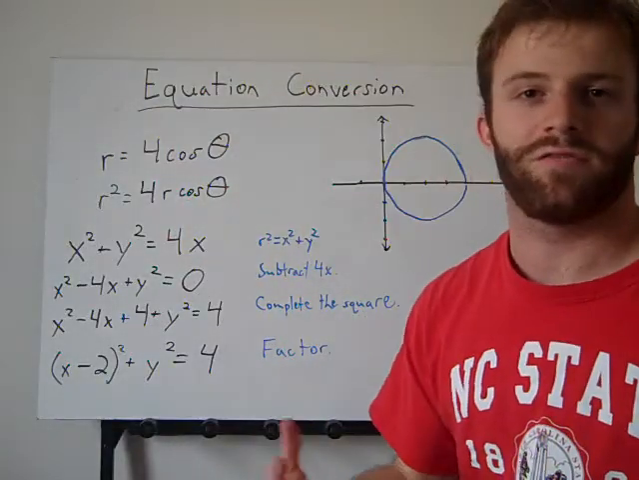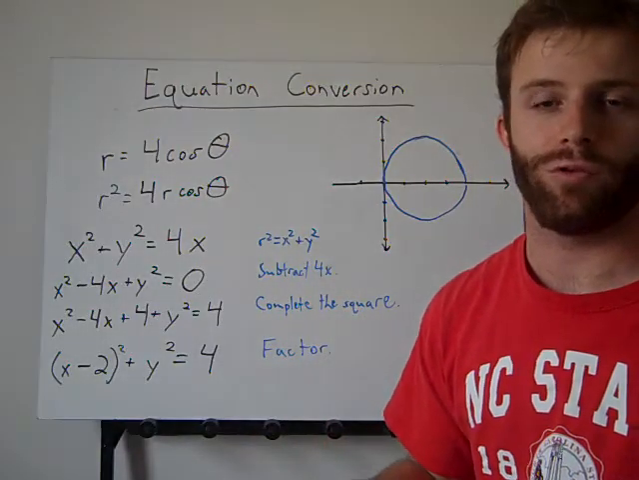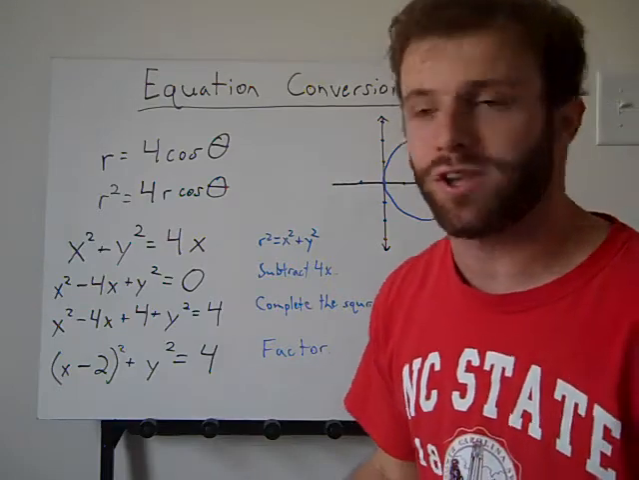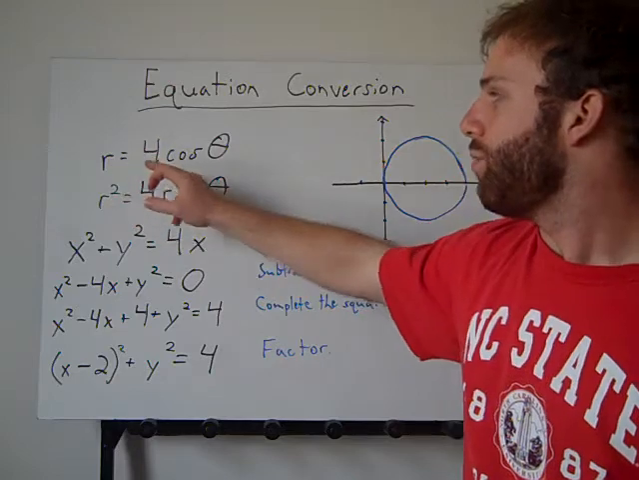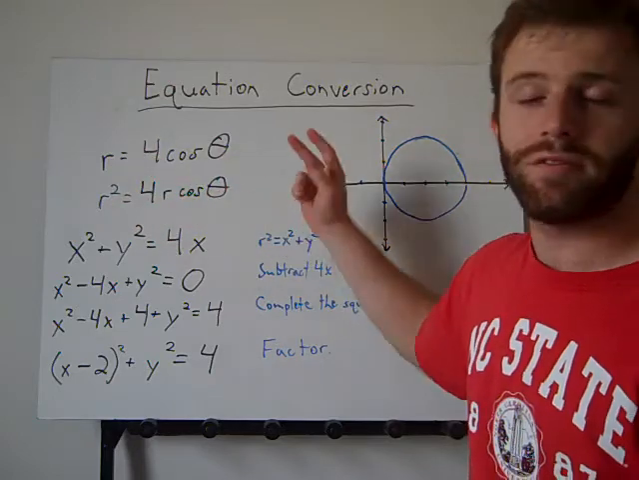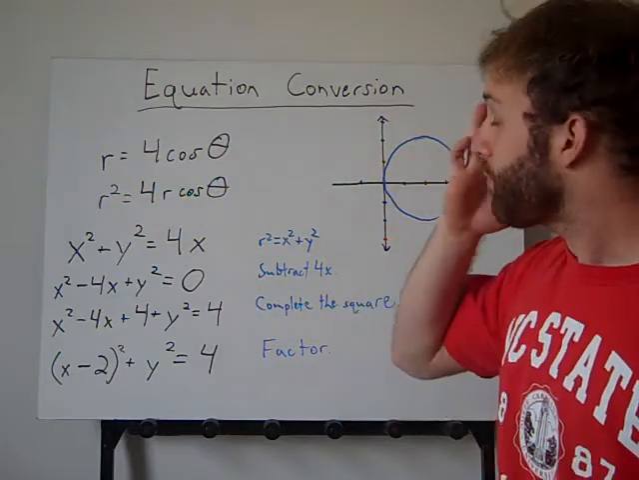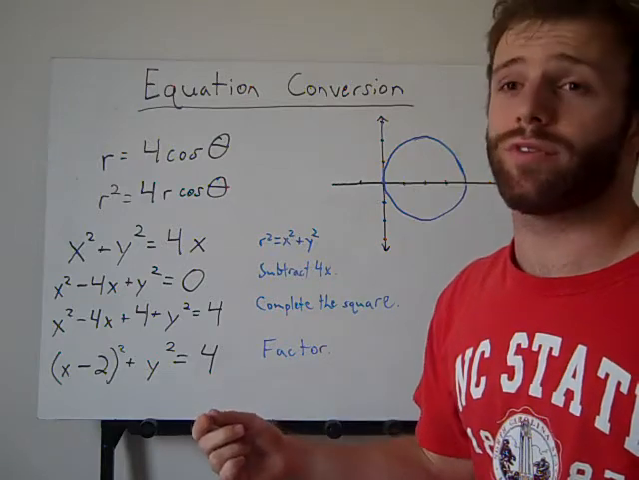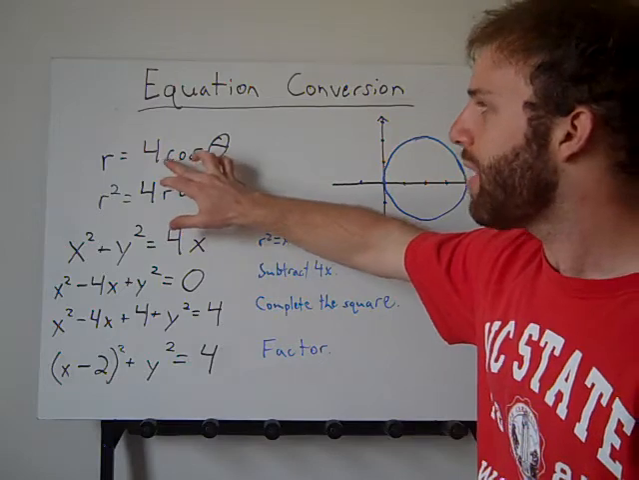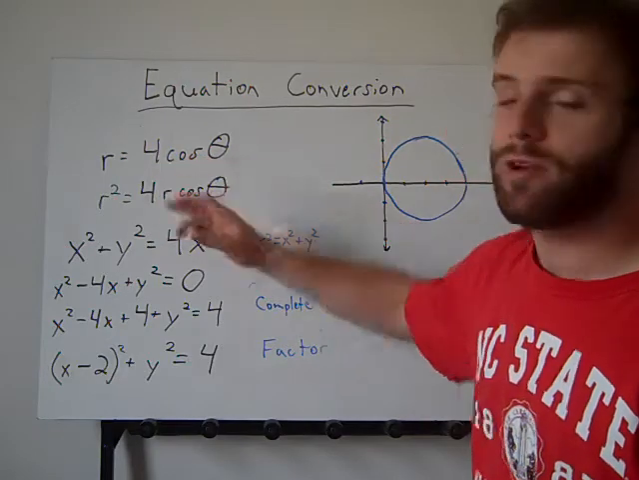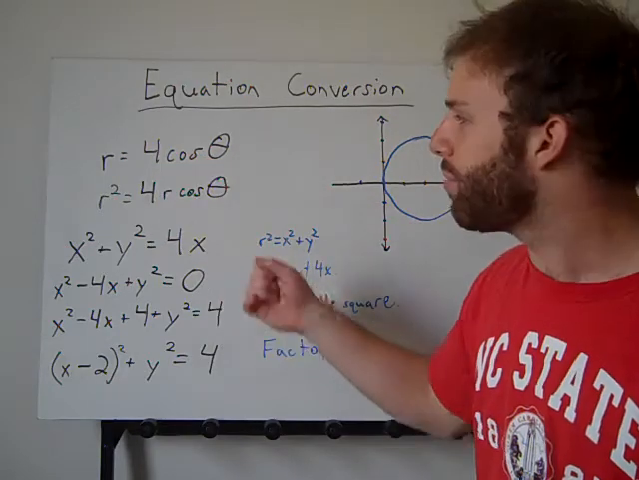Not only can we convert back and forth between rectangular and polar coordinates, we can do the same thing with equations. Here I've been given the equation r equals 4 cosine theta. This is in polar form. So we know that x equals r cosine theta. If we only had an r right here, we could change that to x. So we're going to manipulate the equation a little bit.